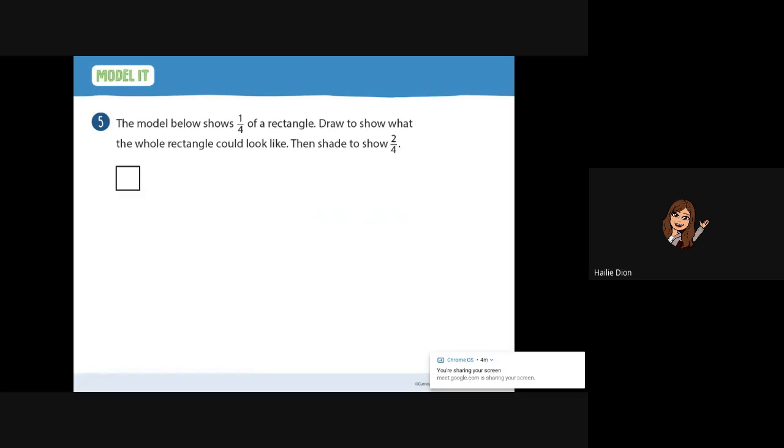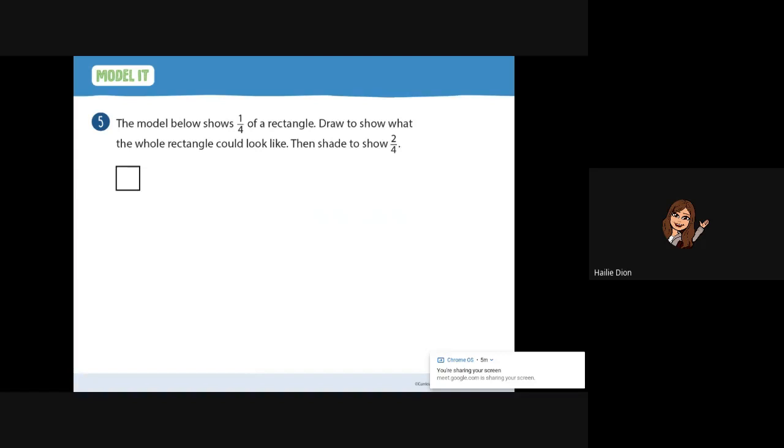Same idea for number 5. This is showing 1/4 of a rectangle. So that means there's going to be 4 total pieces because our denominator is 4. So that means that this is going to have 3 more rectangles, or squares, attached to it to make that whole model of a rectangle. And then once again, we have to go back and shade to show a fraction out of those 4 equal pieces.